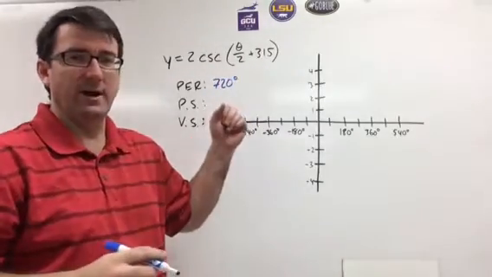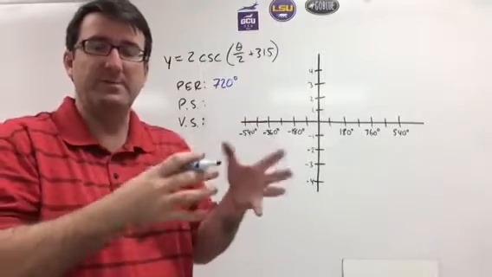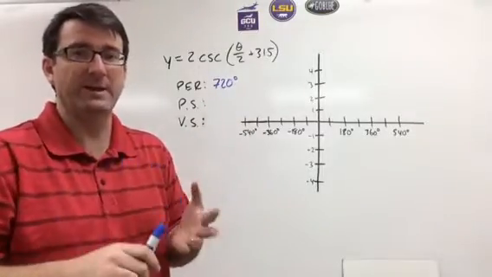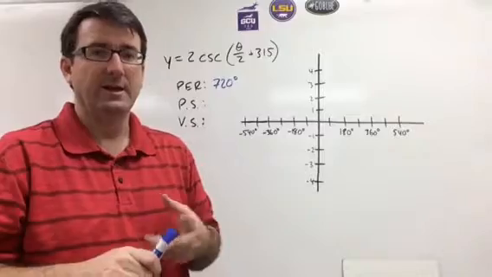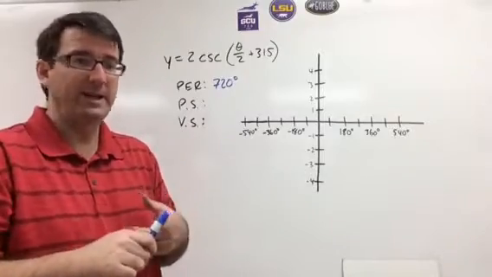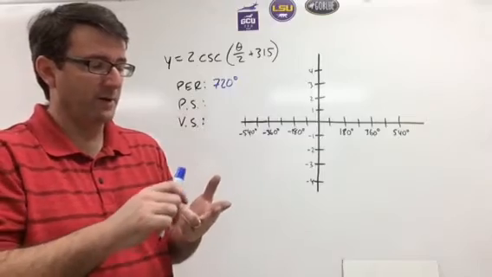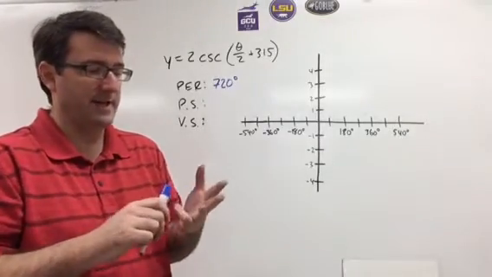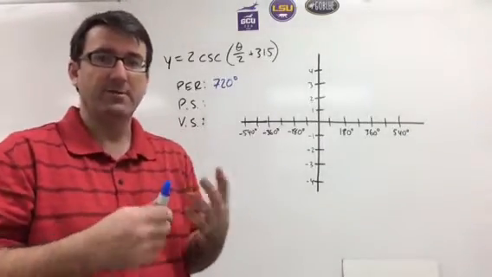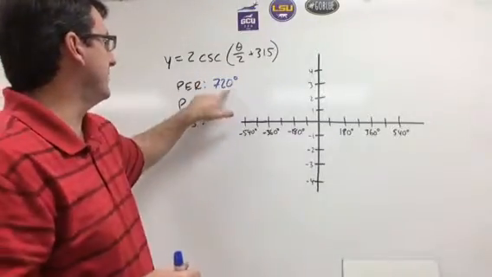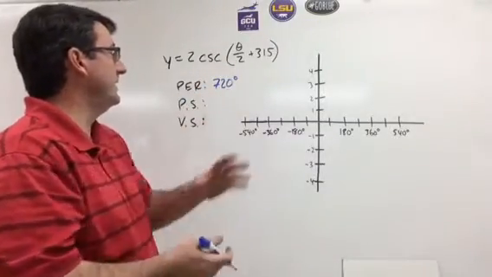Remember that the typical period is 360 for everything except for tangent and cotangent. Tangent and cotangent, it's 180 that you'll divide by this number. For cosecant, secant, sine, cosine, it's all 360. So 360 divided by 1/2 gives us our period of 720.